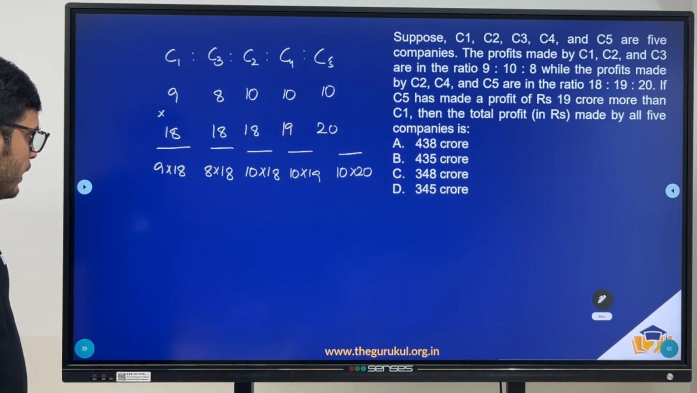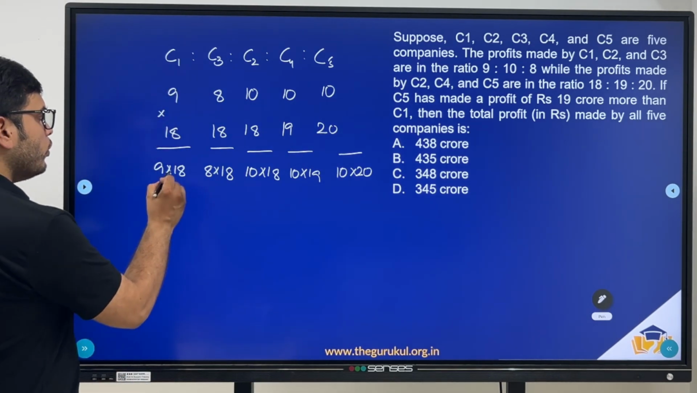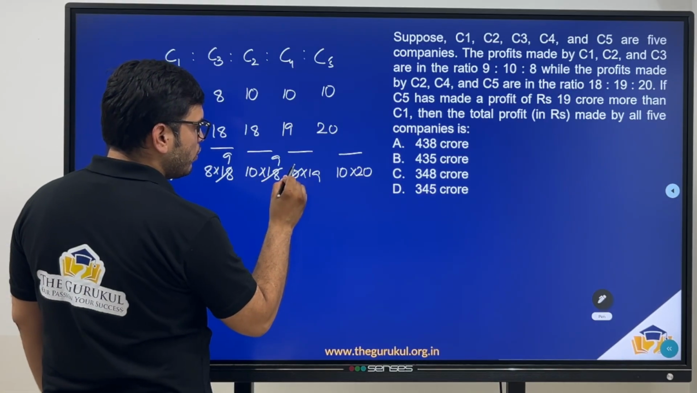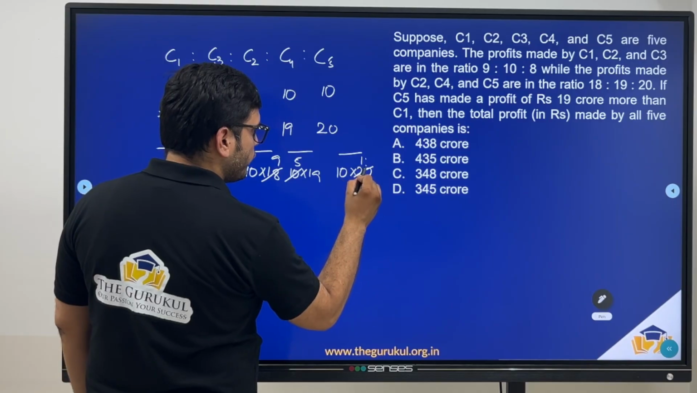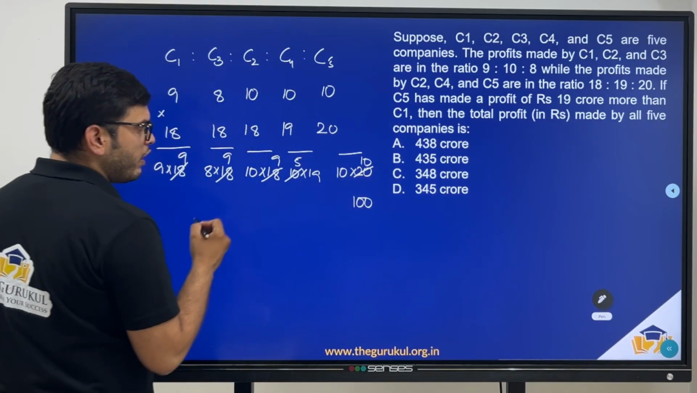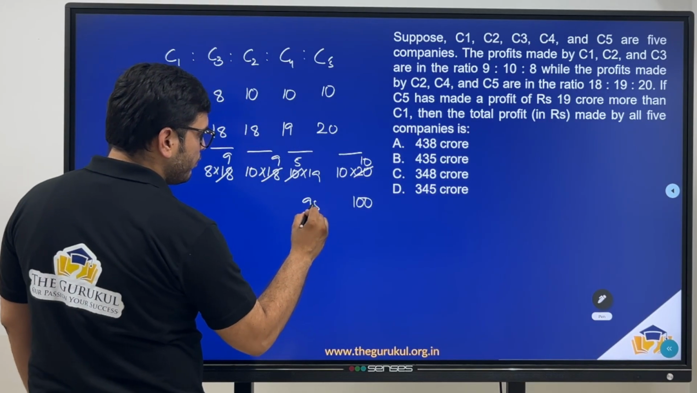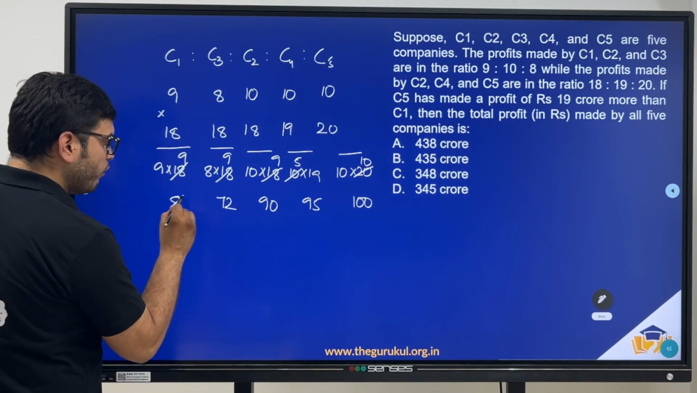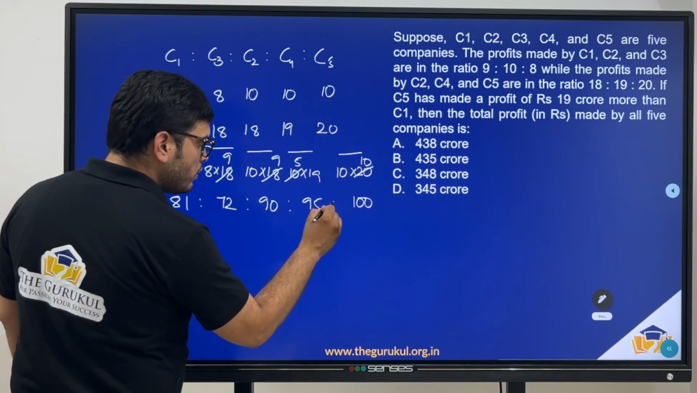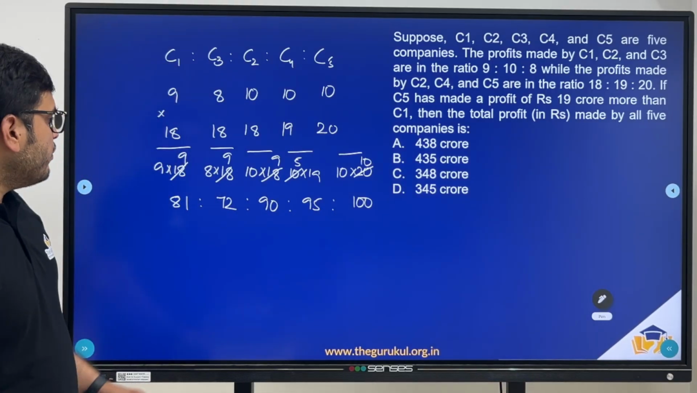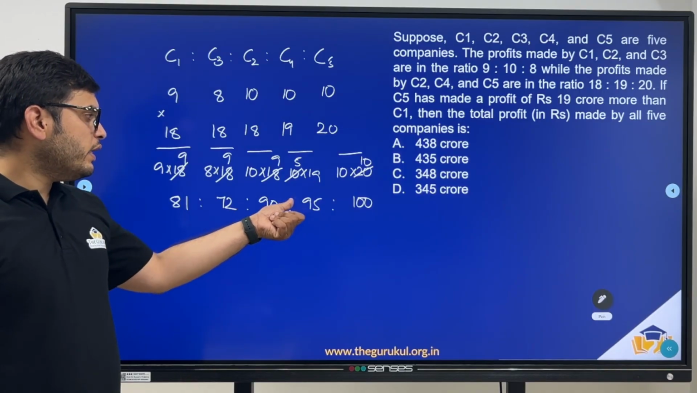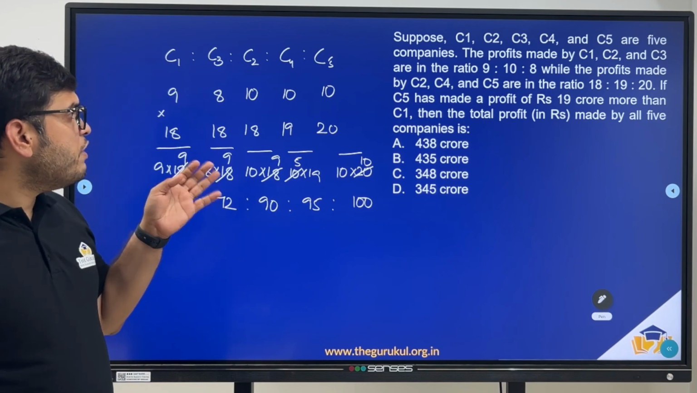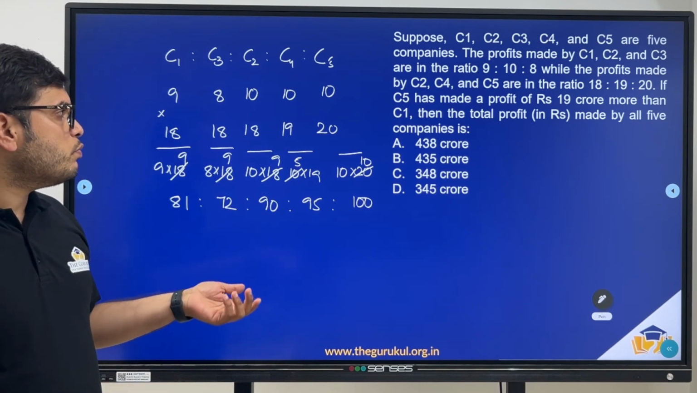Right. Now I can cancel this by 2. 2 nines, 2 nines, 2 nines, 2 fives, 2 tens. So this is 100. 5 into 19, this is 95, this is 90, 8 into 9, 72, and this is 81. So the ratio of all these 5 companies would be 81 is to 72 is to 90 is to 95 is to 100.